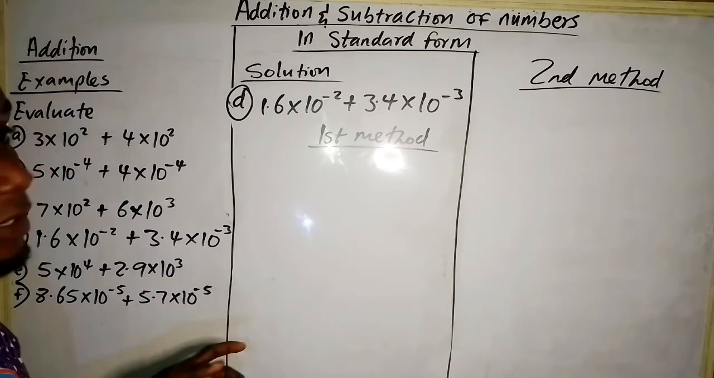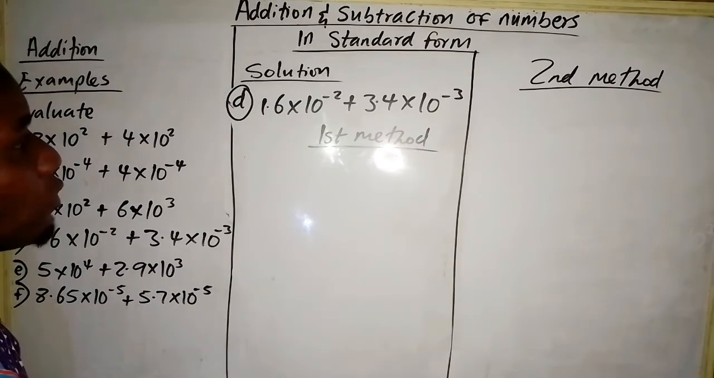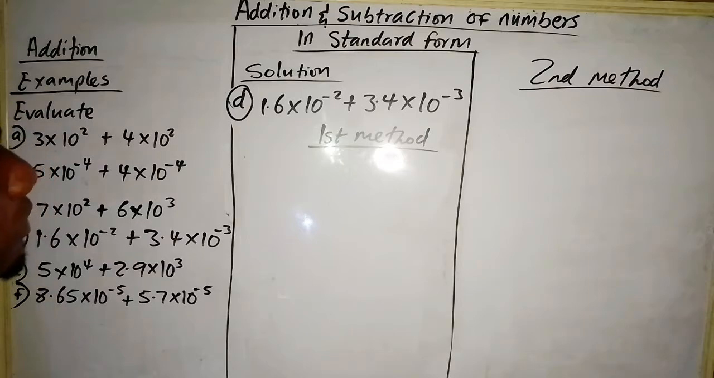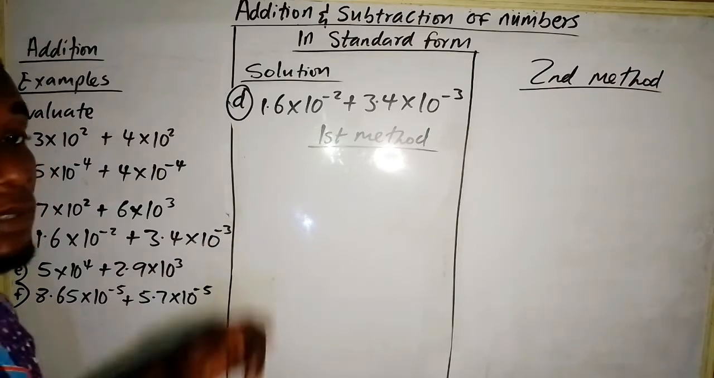The first question says evaluate 1.6 times 10 raised to power minus 2 plus 3.4 times 10 raised to power minus 3. Now let's use the first method.